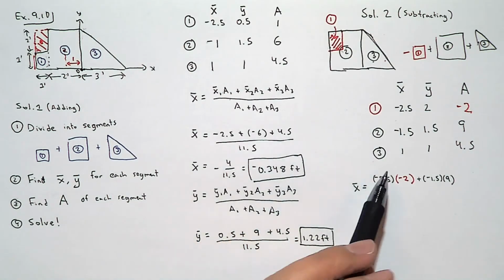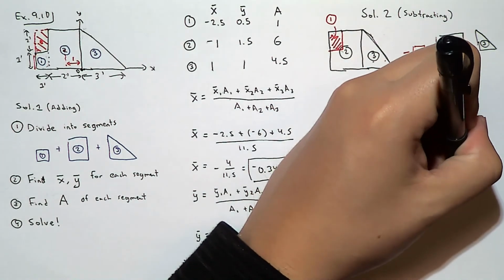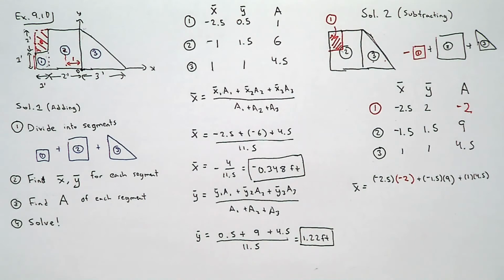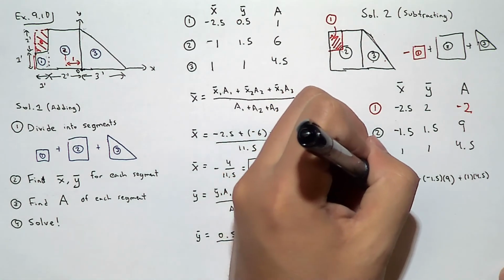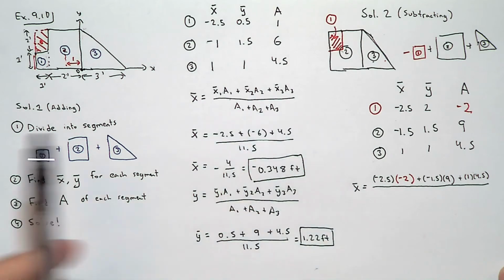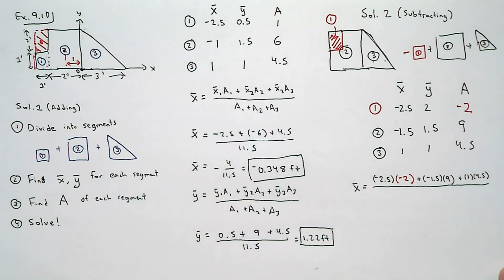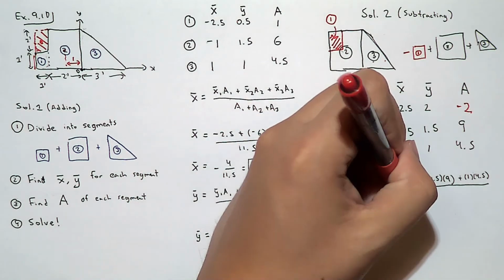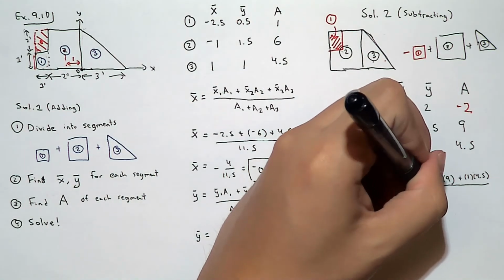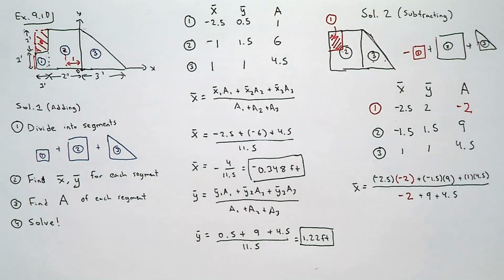And x bar 3 area 3. That's 1 times 4.5. And all that divided by the sum of the areas. So area 1 plus area 2 plus area 3. What is area 1? So what is area 1 then? -2, right? And then area 2 we know is 9, and area 3 is 4.5.